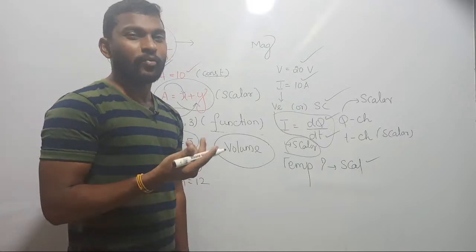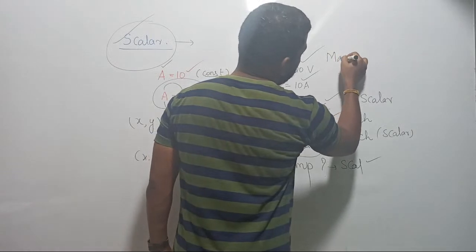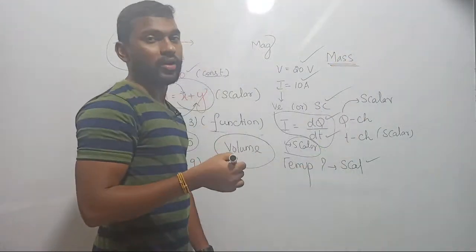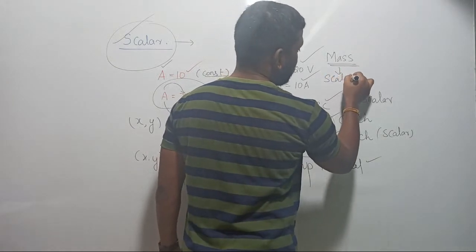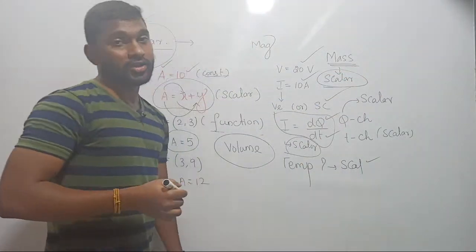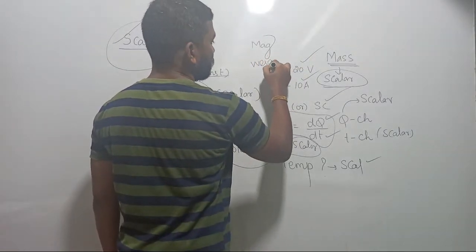Next, I'm going to talk about a beautiful person, that is called mass. Mass is a scalar quantity, right? So it is constant at all places. Mass is always constant. But my question is about weight. What is the difference between mass and weight? I am just asking you.